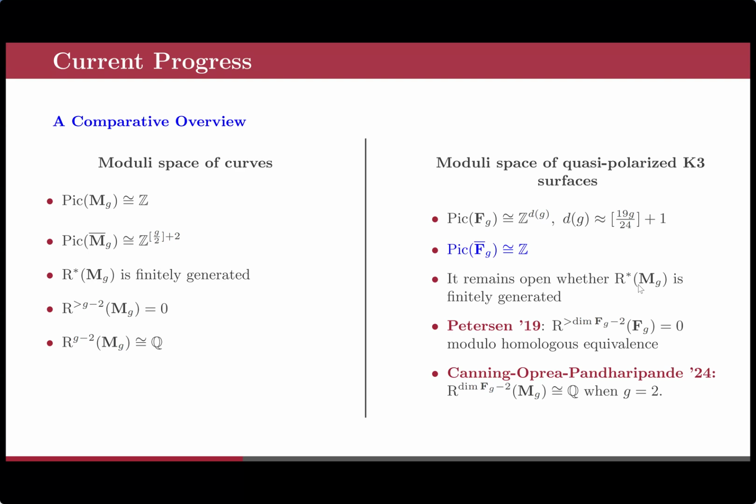And last year, Canning, Oprea, and Pandharipande showed that when G equals 2, this is true. So actually, when the codimension equals the dimension minus 2, this is one-dimensional. That's the evidence for their conjecture. Later, I will talk about the generalization of this picture, and the motivations for why I want to concentrate on studying the Picard group of Baily-Borel compactifications, and why this is isomorphic to Z, why the Baily-Borel compactification has a very small Picard group.